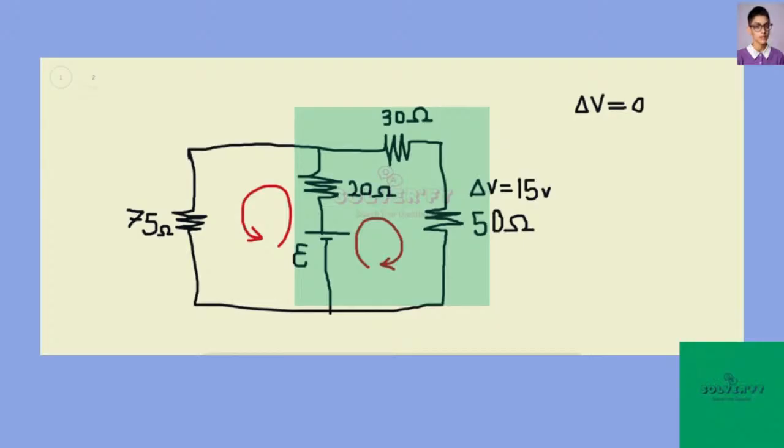And since this part is 0, using Ohm's law, the current in the 50 ohm resistor should be equal to the current in the 30 ohm resistor, because these two are in series. So from there, we get that current I_B is going to equal 0.3 amps, and you can get that just by dividing 15 by 50. So that's V_A divided by R.